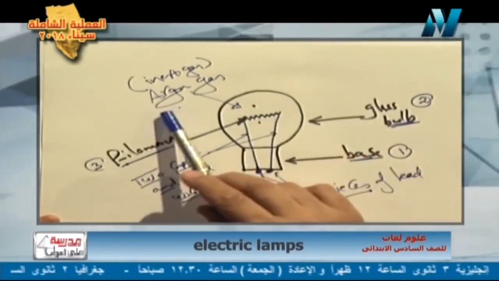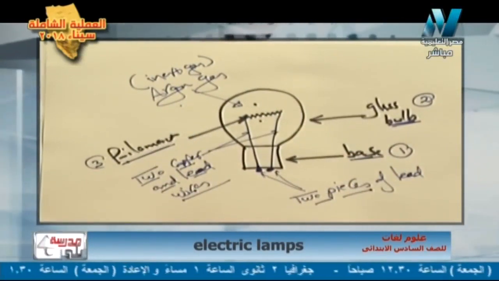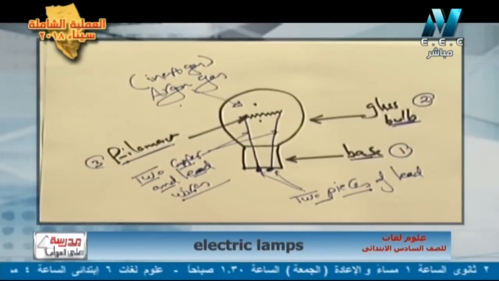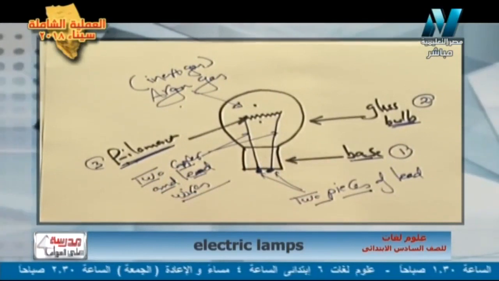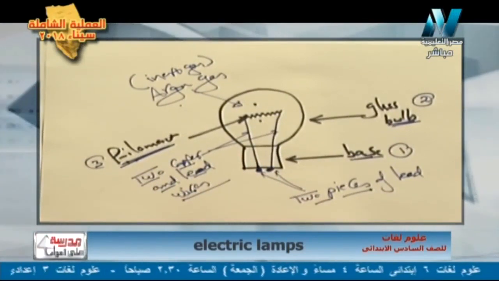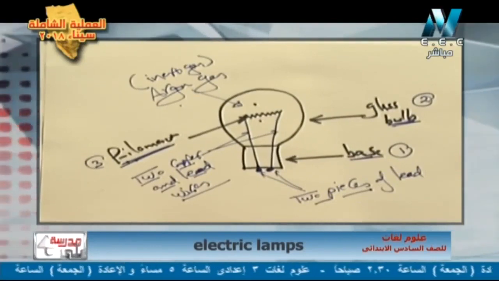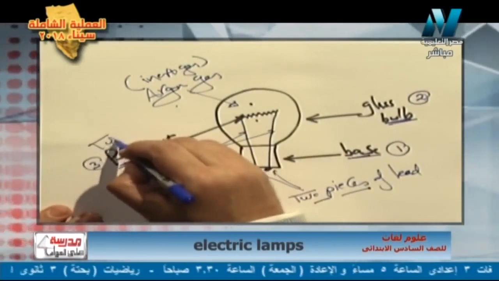So what about the argon gas? The argon gas prevents burning. So what is the function of argon gas? It prevents the burning process. So what about the filament? We surely don't know what it is made of, we haven't heard about it before. The filament will be made of a very important and valuable metal which is called tungsten.